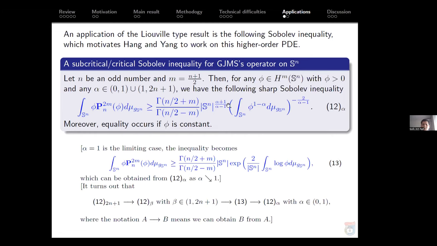So the power here is replaced by some exponential thing. And interestingly, we have this order. So the subcritical case for beta bigger than one can derive the limiting case, and the limiting case can derive the subcritical with exponent less than one. Okay, so that's the application of our result.